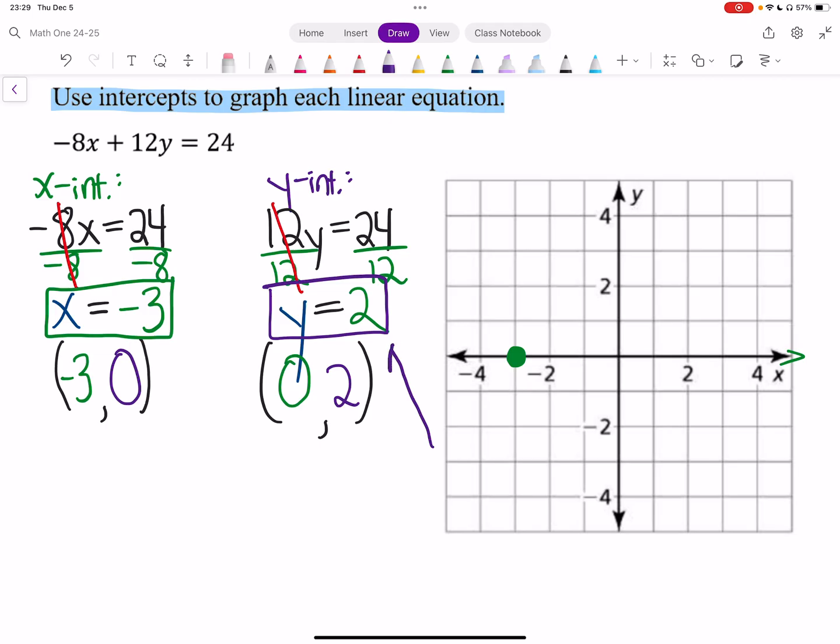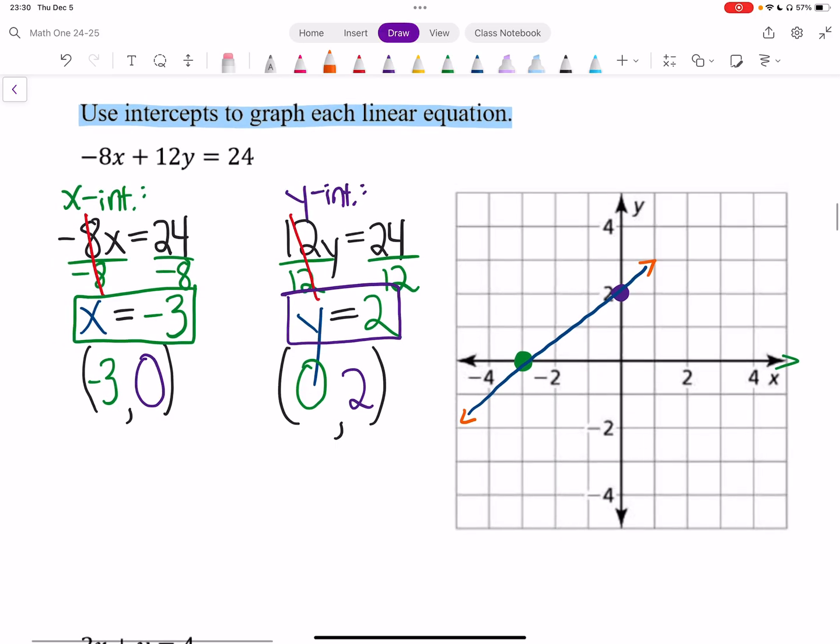Similarly, I am now going to plot where y equals 2. Y is the axis that is vertical, going up and down. Since I'm looking for 2, I'm going to go up in the positive direction, and I'm going to make a point there on the y-axis at 2, since y is equal to 2. Now that I have my two intercepts graphed, I'm going to connect them with a straight line, and then I'm going to add arrows on the ends to indicate that this line continues forever and ever in both directions.